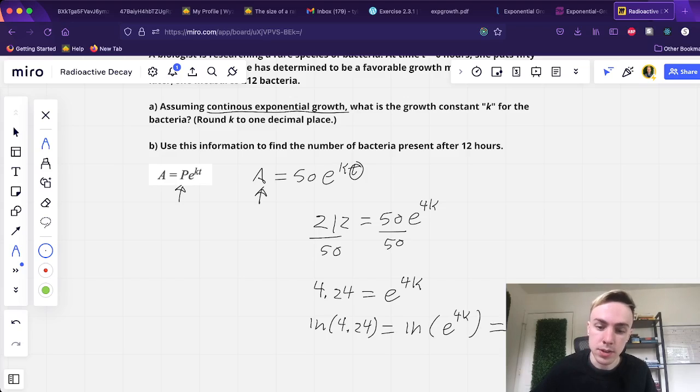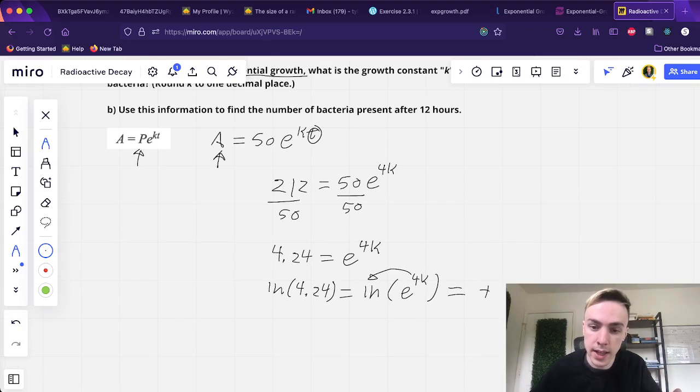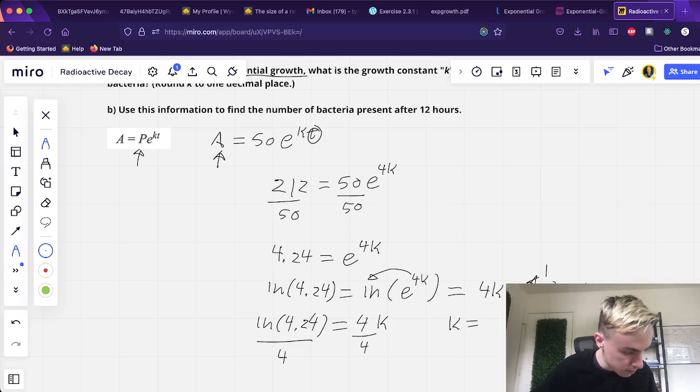We have this rule that allows us to bring the exponents out front of the logarithms when we take a logarithm. So this is equal to 4k ln of e. And now remember that ln of e is simply 1. So we can again just write this as 4k. In other words, the natural log of 4.24 is equal to 4k. And now if we want to solve for k, we simply divide both sides by 4. This gives us that k is equal to ln of 4.24 divided by 4, which is roughly 0.36.